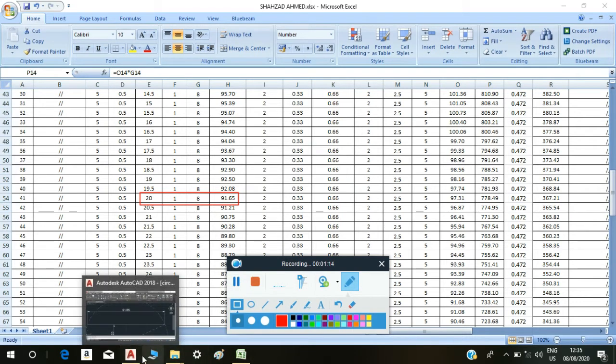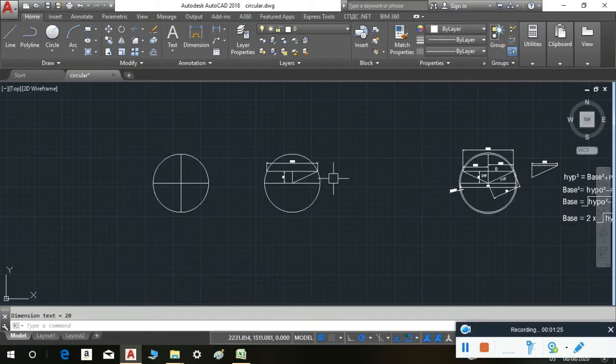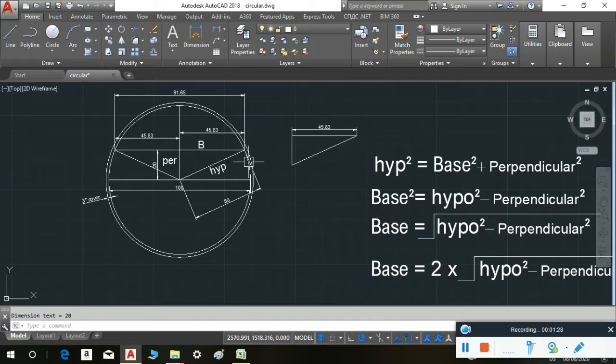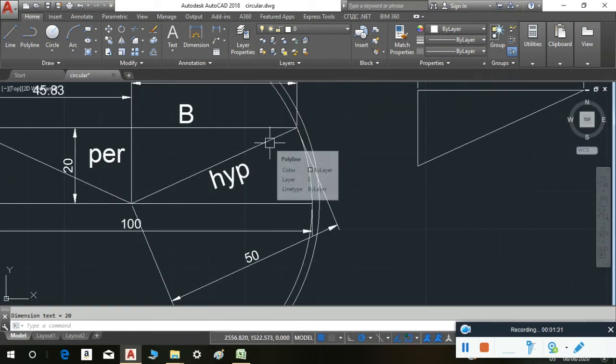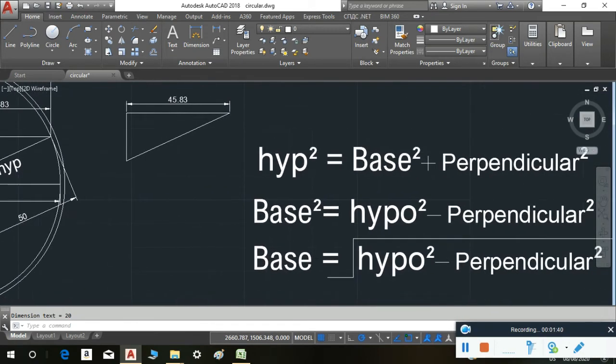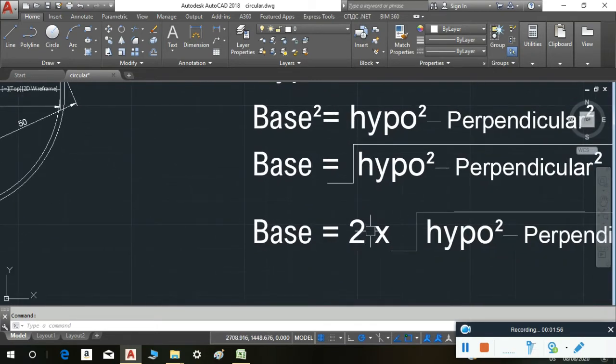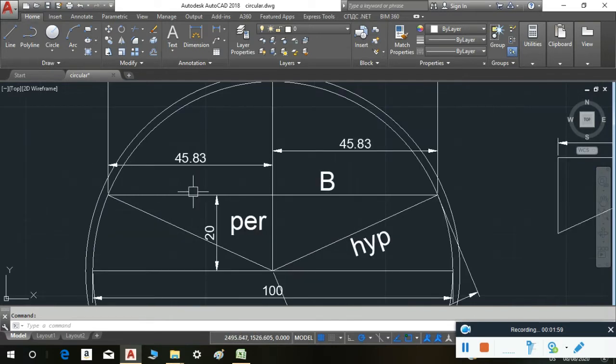And also I will show you where this formula comes from. This is the Pythagoras theorem. The hypotenuse is the fixed radius, and this is the base. We need the base distance and the perpendicular. Hypotenuse squared equals base squared plus perpendicular squared. So the perpendicular squared equals the hypotenuse squared minus the base squared, converted to a square root, and multiplied by 2 for both sides of the radius.